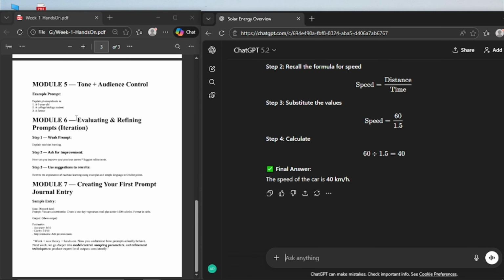Then the next one is tone and audience control. You give the prompt to ChatGPT based on the type of audience you have, and based on that, you give your input. Here is an example: "Explain photosynthesis to a 6-year-old, a college biology student, and a farmer." So you have given the audience. These are my audience. Based on this audience, you give me the output.